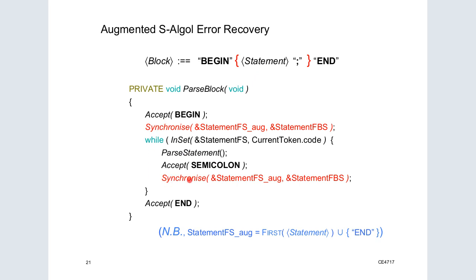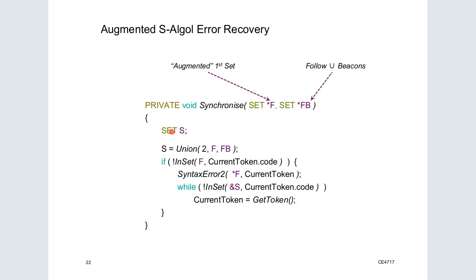Synchronize on the entry and synchronize on the exit of the while loop. And it has to be before we actually exit the while loop. It has to be actually the very last statement or piece of code in the while loop, just before the closing bracket. So the same thing happens again. And then we fall through here to the accept end. So what's in this synchronize code? Well, it's essentially the Pascal error recovery boiled off into a single routine.